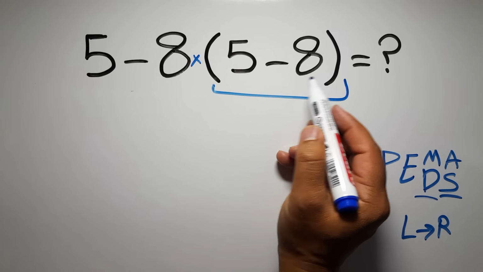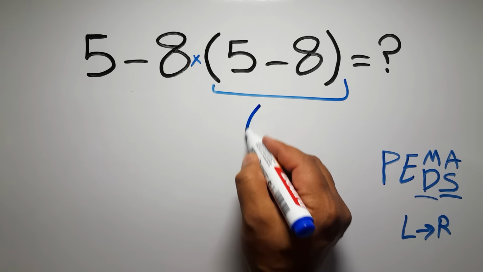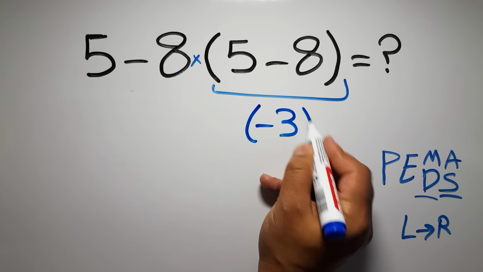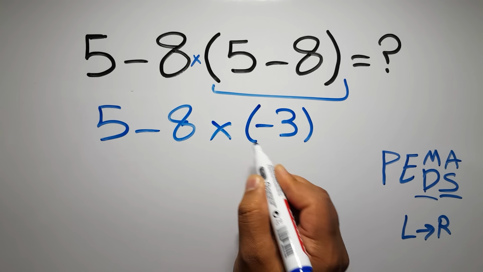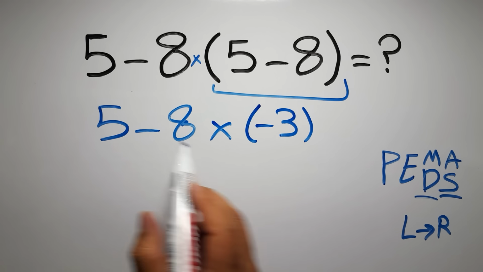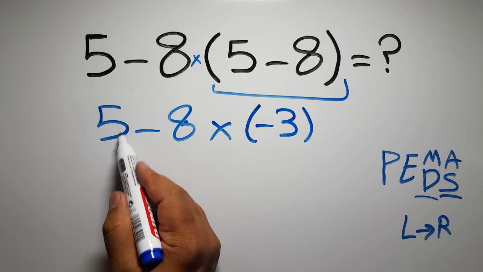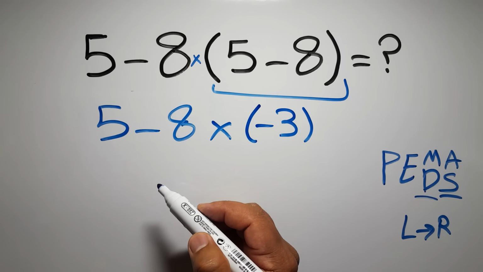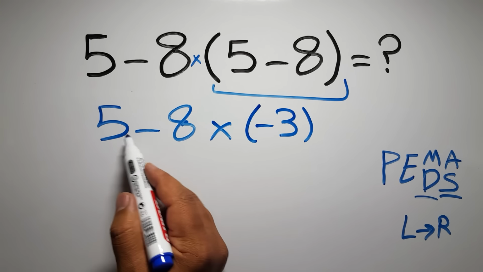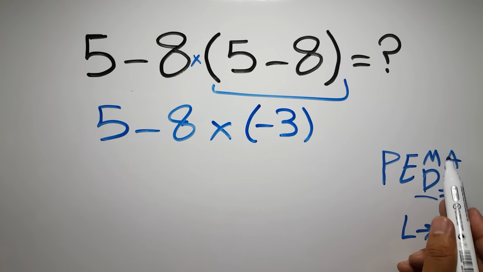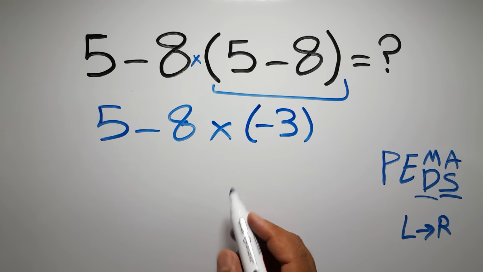So first this parenthesis, 5 minus 8 gives us negative 3. So we have 5 minus 8 times negative 3. In this expression we have one subtraction and one multiplication. According to the PEMDAS, multiplication has higher priority than subtraction because multiplication comes before subtraction.